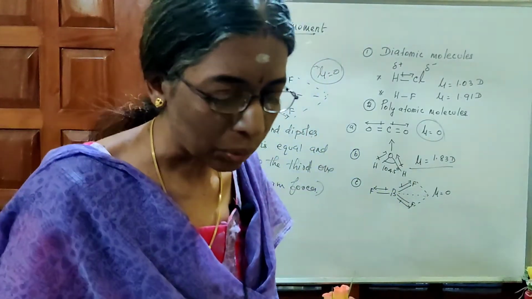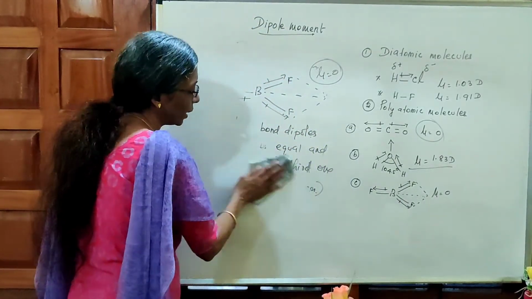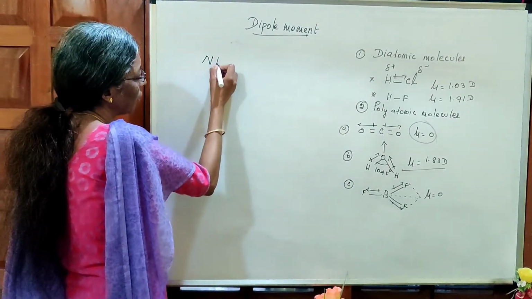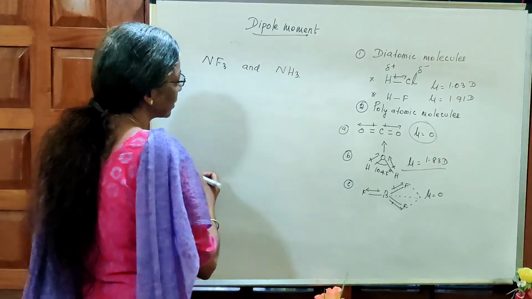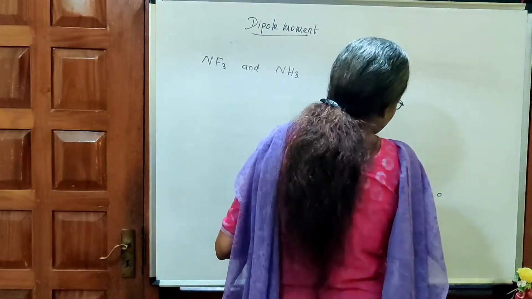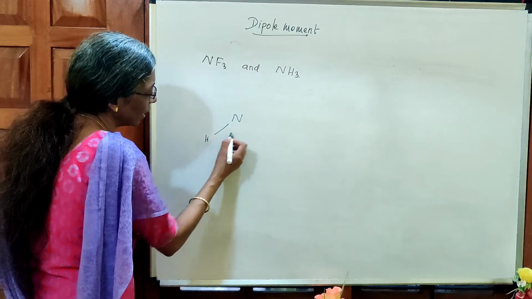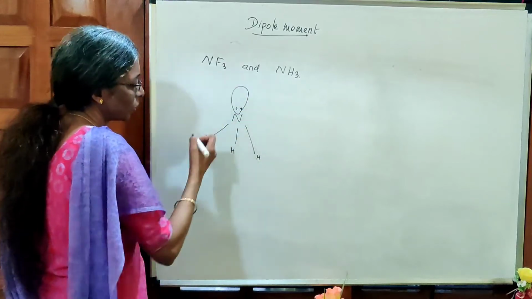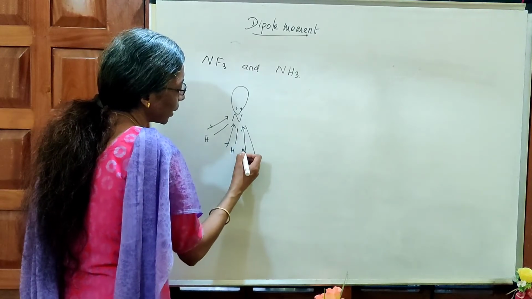Is it clear? Next we will see how we calculate the dipole moment of NF3 and NH3. Let us draw the structure of NF3 and NH3. The first one is NH3, ammonia. When you draw the ammonia structure, N, here H, here H, here H. Here you see a lone pair is there. So this is more electronegative, this also more electronegative, this also more electronegative.